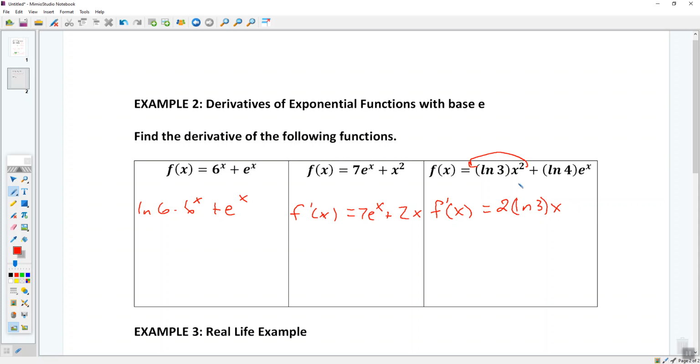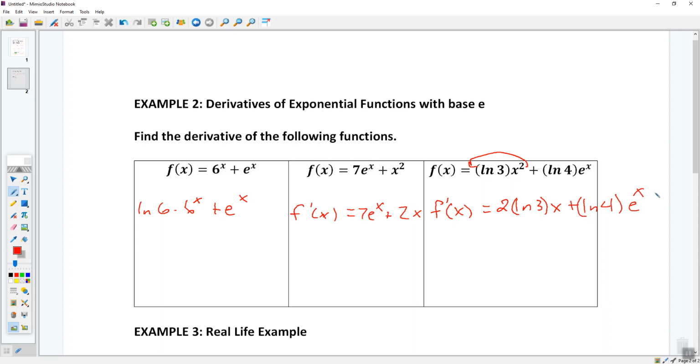Yeah. Okay, now again, natural log of 4 out in front of e to the x, isn't natural log of 4 some number? Kind of like right here, it wasn't 7, some number out in front of e to the x? And what was the derivative of 7e to the x? Well, it was itself, right? So what's the derivative of natural log of 4 times e to the x? Just natural log of 4 times e to the x.